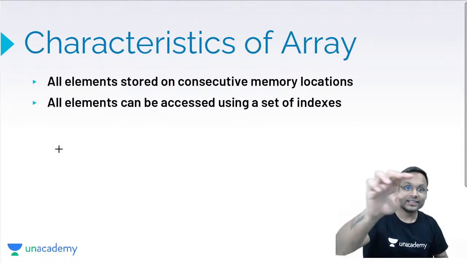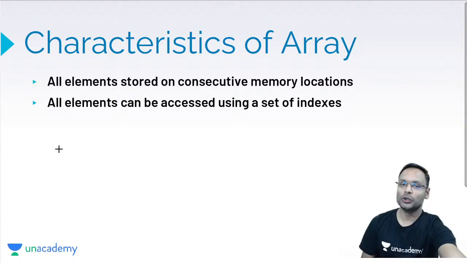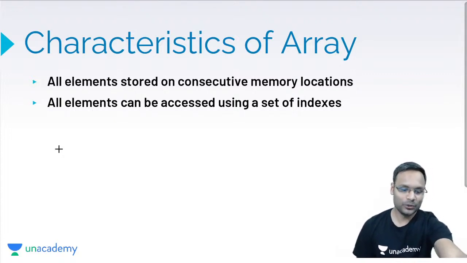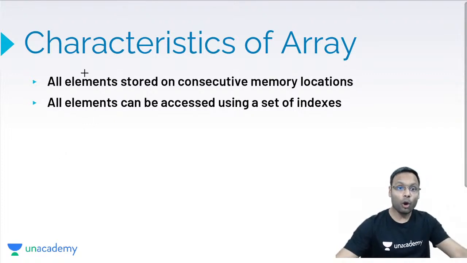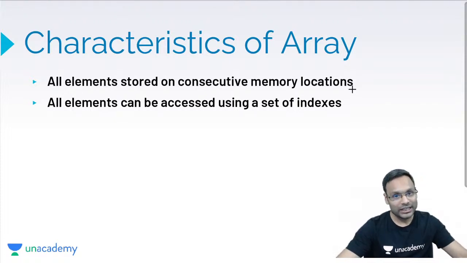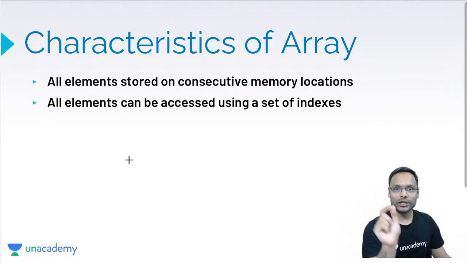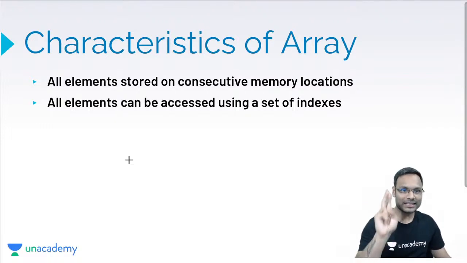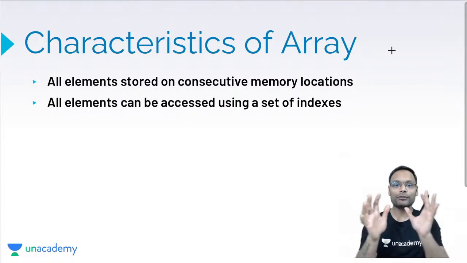Now listen here, there are two characteristics every array should have. These two characteristics are written over there, you can read it. Look at this one. All elements are stored on consecutive memory locations. So all the elements should be stored on consecutive memory locations. First thing. Second thing, all the elements can be accessed using a set of indexes.